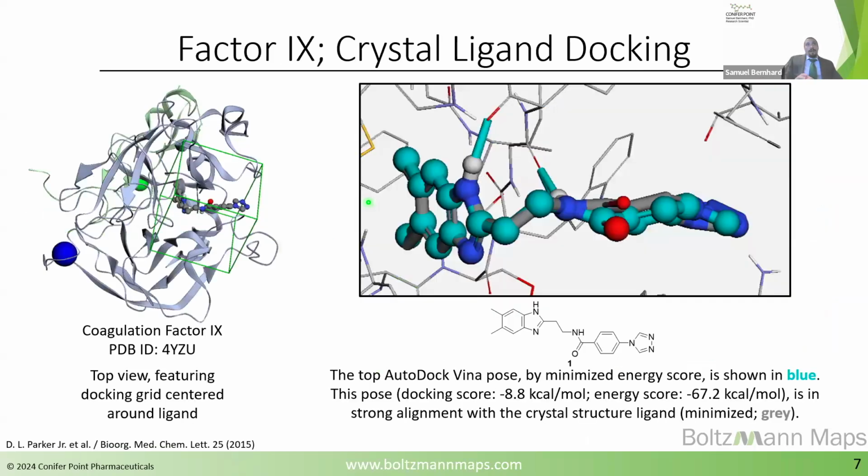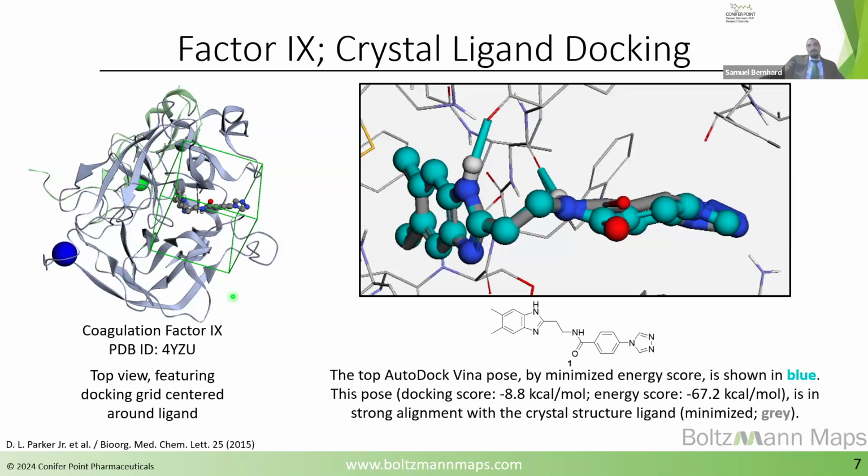Okay, so at this point, I'm going to introduce 4YZU, which is a PDB entry crystal structure for factor 9, which is a vitamin K-dependent plasma protein involved in the coagulation pathway. The co-crystal ligand is a 9 micromolar hit that can be considered an early anticoagulant.